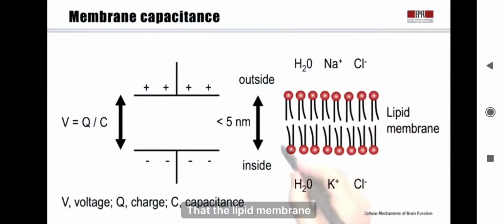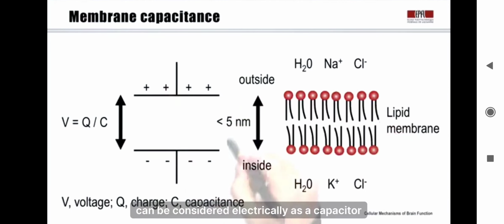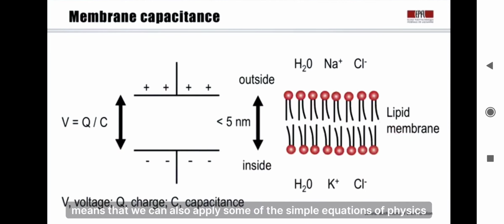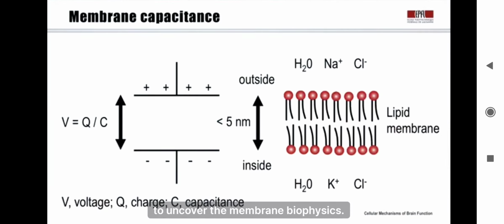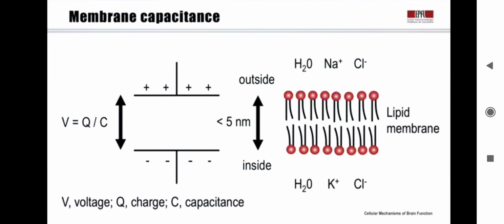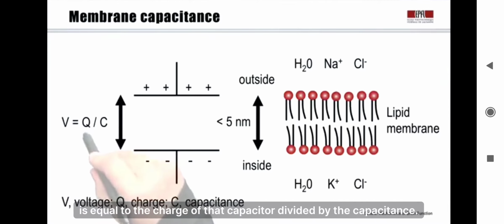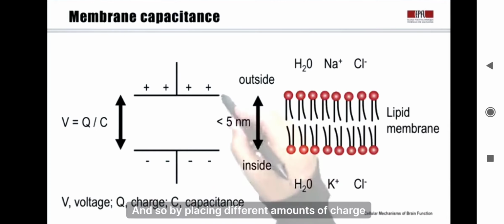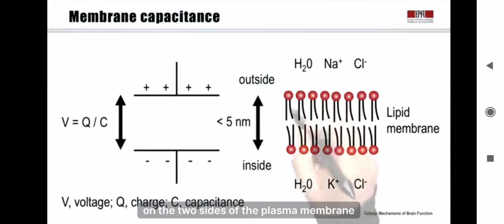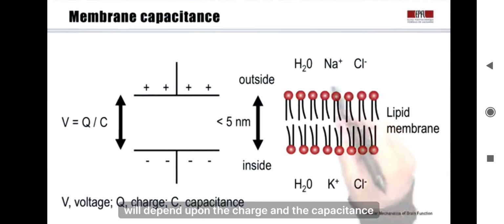That the lipid membrane can be considered electrically as a capacitor means that we can also apply some of the simple equations of physics to uncover the membrane biophysics. From physics, we know that the potential of a capacitor is equal to the charge of that capacitor divided by the capacitance. And so, by placing different amounts of charge on the two sides of the plasma membrane, we can generate membrane potentials, and the amount of the membrane potential will depend upon the charge and the capacitance of the lipid membrane.